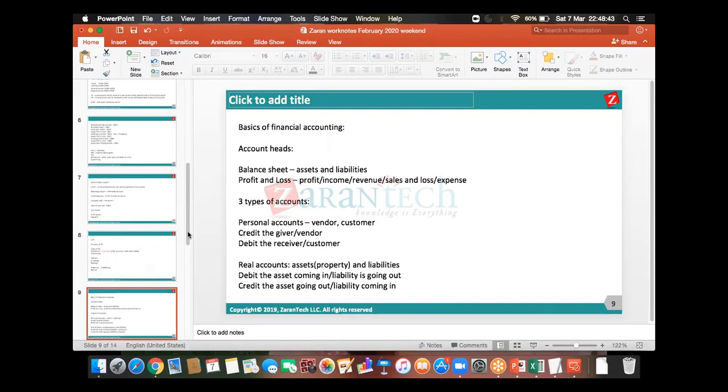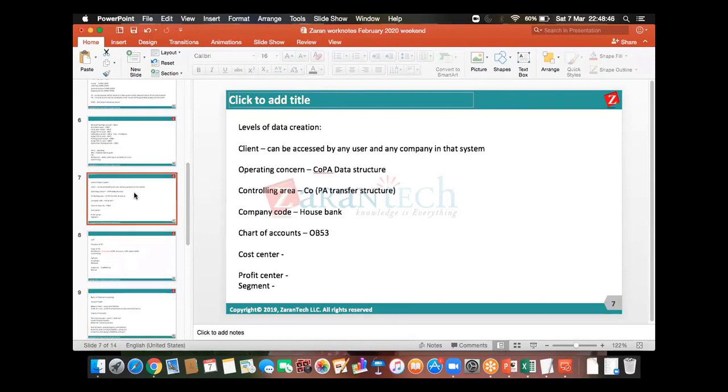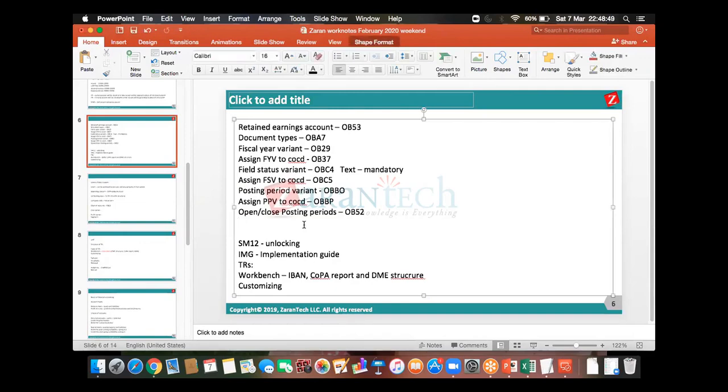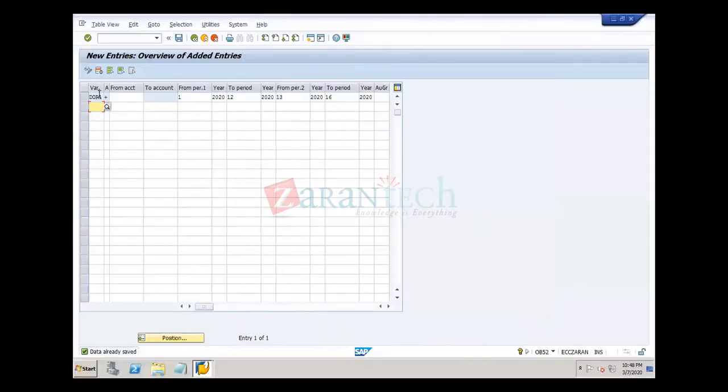Okay, so now we can go ahead. We were doing opening or closing of the posting periods in OB52. What we did here, we have opened the posting period. Please remember, in SAP we commonly open a single period at a time. It will be like this, 1 to 1. That means I'm in January. Before I go to February, what will I be doing? I will be closing this one.